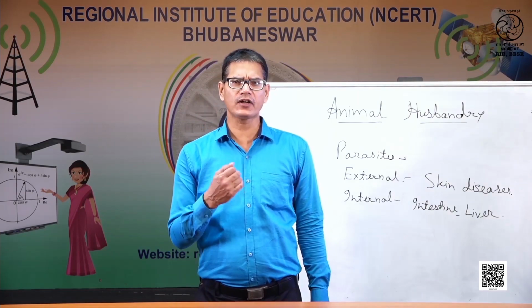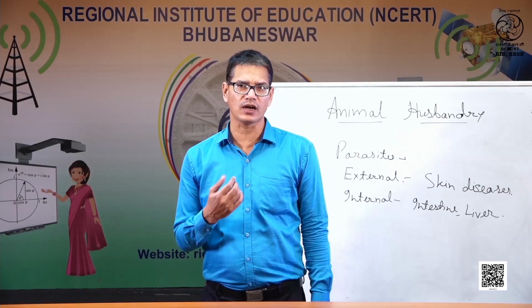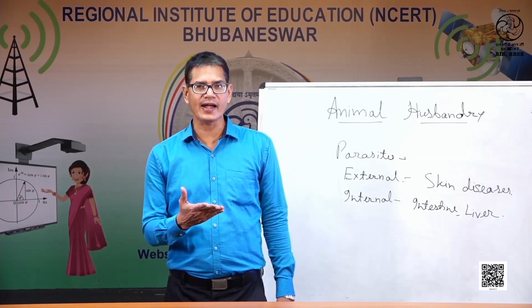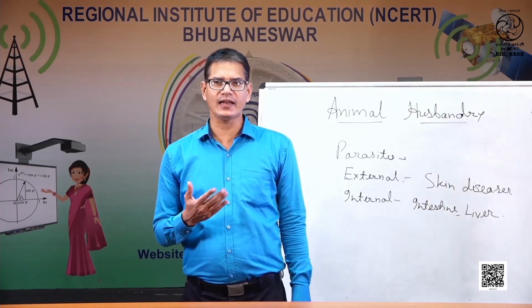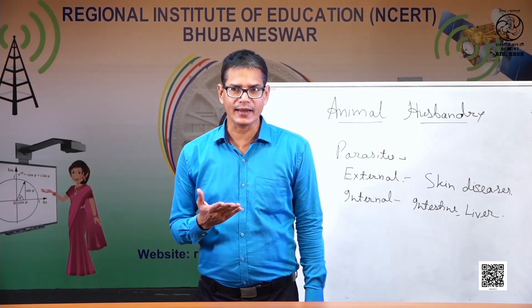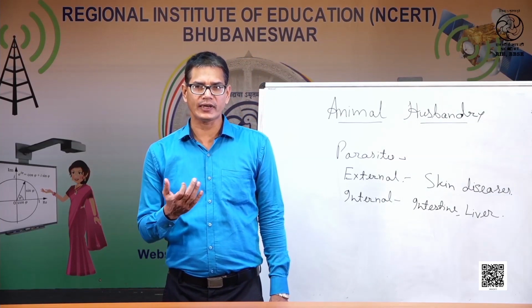And food requirement. Food requirement for broilers and egg layers is different. In the case of broilers, as you know, we need meat from that. Therefore, in the case of broilers, the food should be rich in fats and proteins. Whereas in the case of egg layers, the food should be rich in grains and comparatively less rich in proteins and fats.